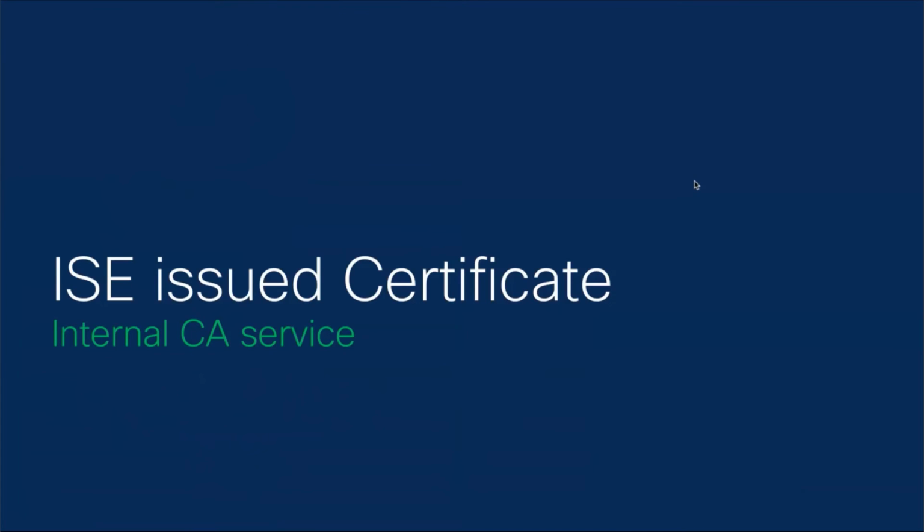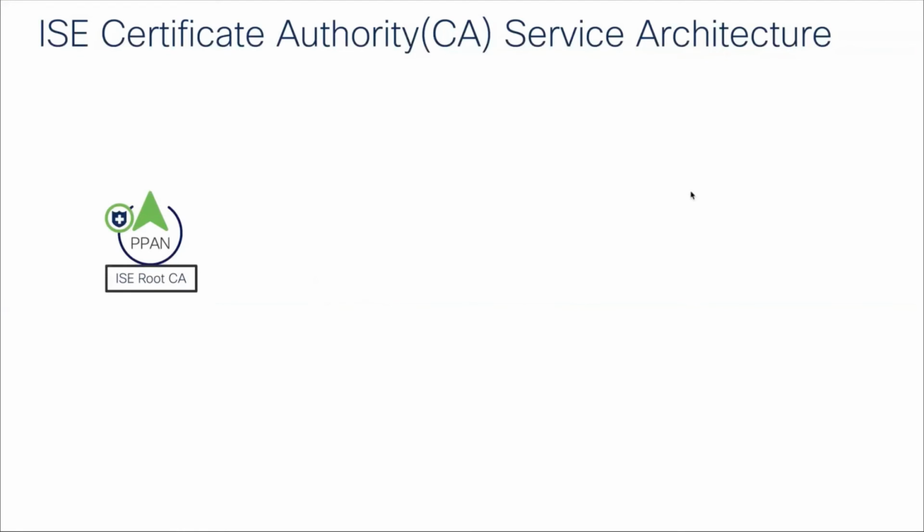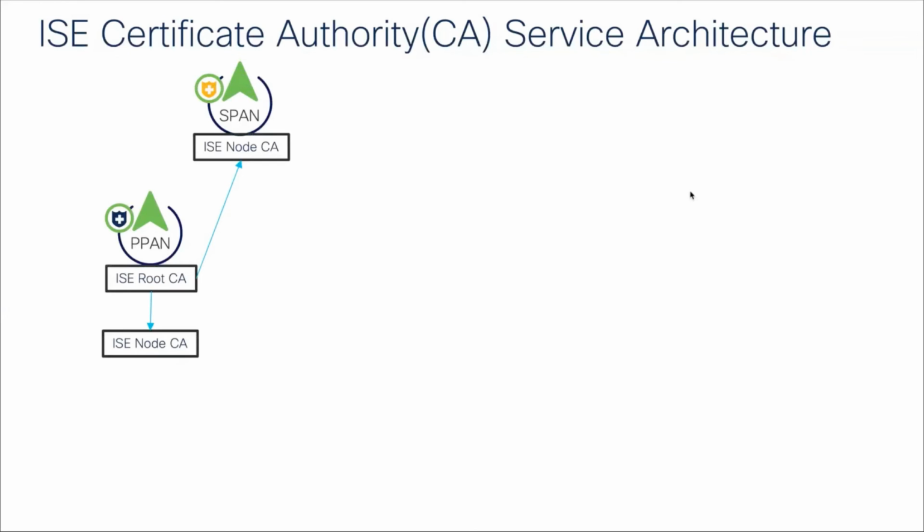Now, let's come down to the last category called ISE issued certificate. It's an internal CA which issues certificates to the endpoints and the services, as I said earlier. Before we dive into the purpose and usage of it, we need to understand the certificate authority architecture from an ISE deployment standpoint. The PPAN in your deployment always becomes the root CA, and it issues an ISE node CA to itself and to the SPAN.